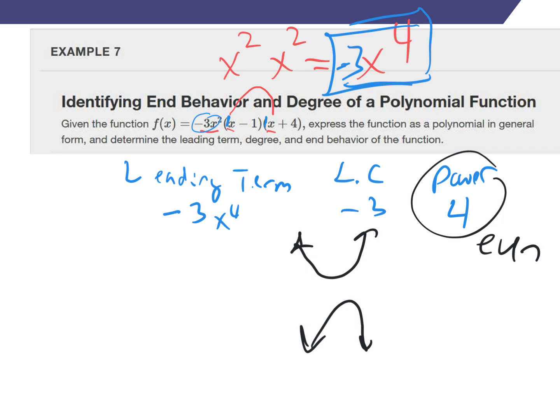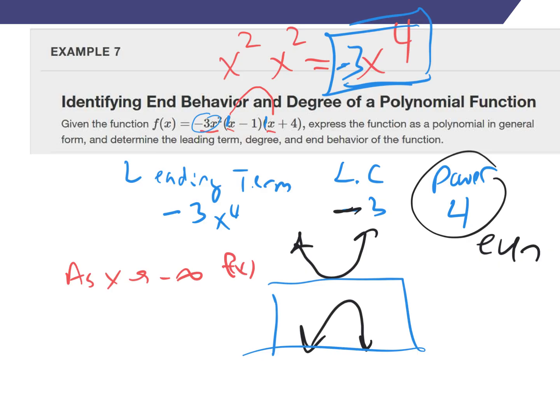Look at the leading coefficient. Negative. So it goes upside down. Now that I know it looks like this, piece of cake. As x goes to the left forever, f of x must be going to negative infinity. As x goes to the right forever, f of x must be going to negative infinity. Both sides going down.